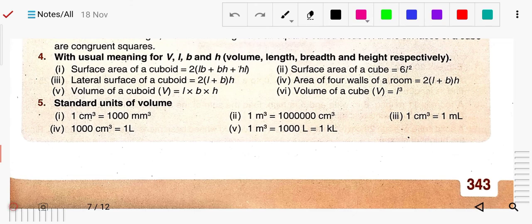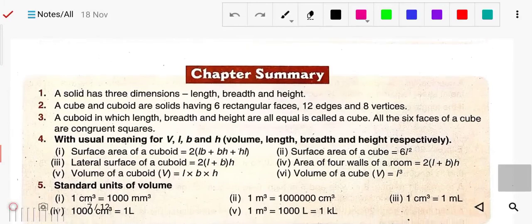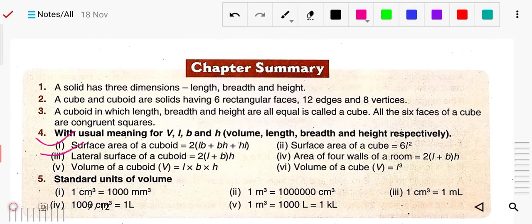So in this chapter, whatever things we have covered are the chapter summary. Once again you go through surface area, lateral surface area, volume, and surface area of cube, cuboid, and room. These formulas are there. Revise them once again, including how many faces and vertices there are.